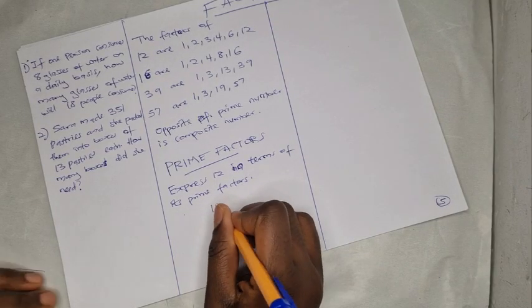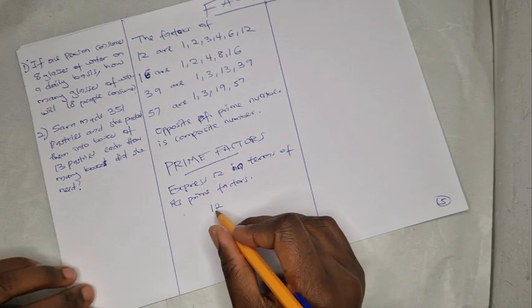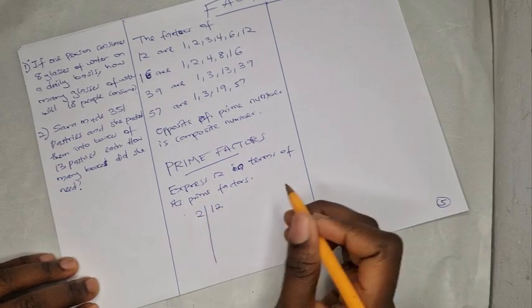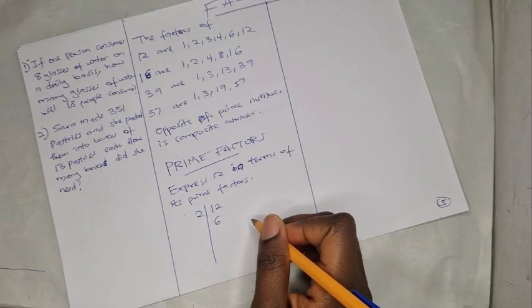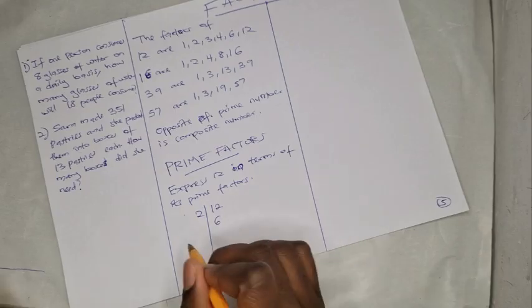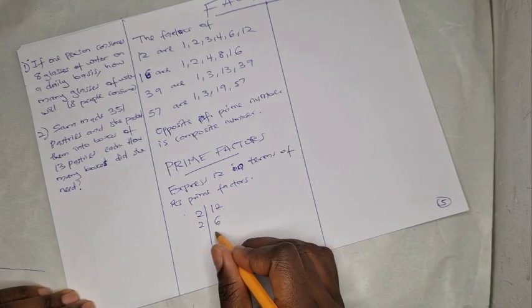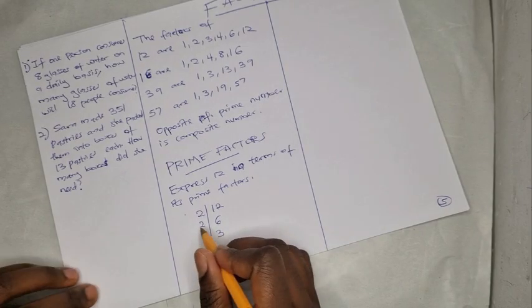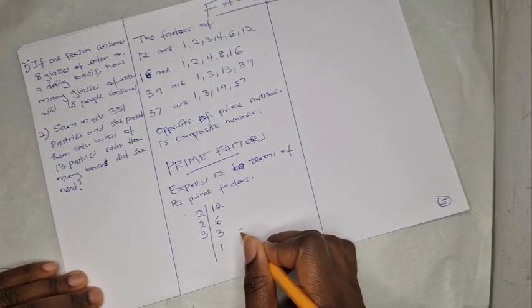We will use the long division method, but we will start by dividing with the smallest prime number, which is 2. So when we divide by 2, we would get 6. Then 2 can still go in 6, so we will use 2 again to divide 6, and we would get 3. Now 2 can no longer go, but 3 is also a prime number. So we will use 3 to divide 3 and we will get 1.